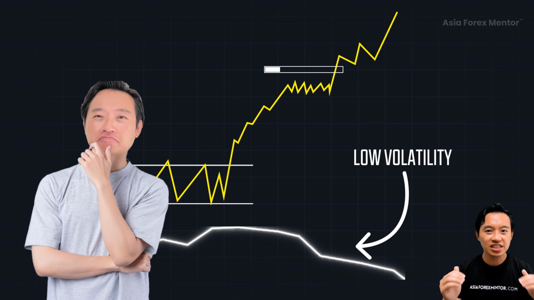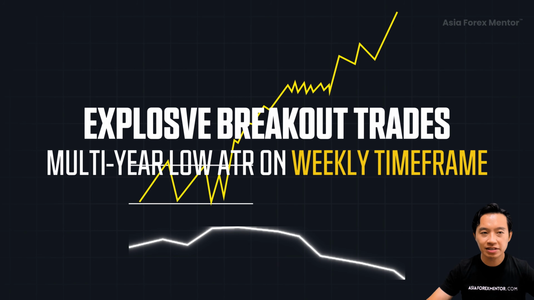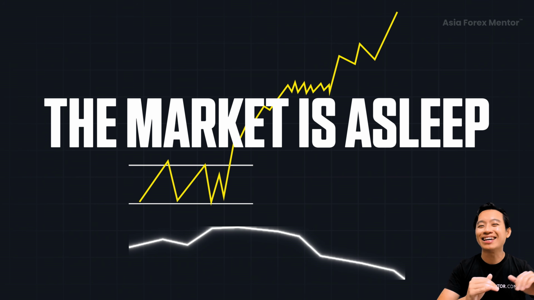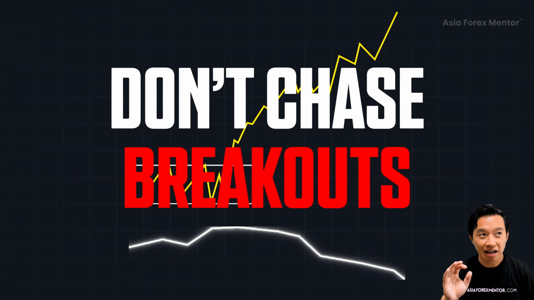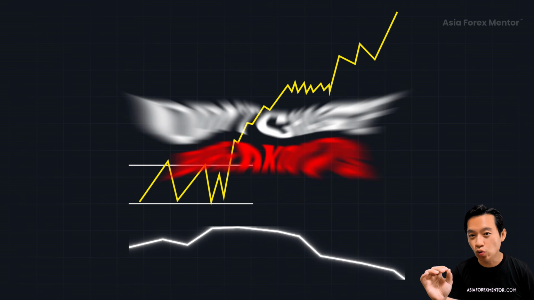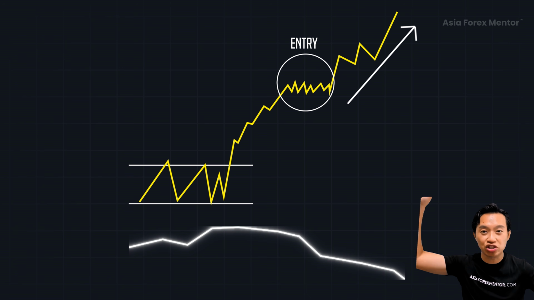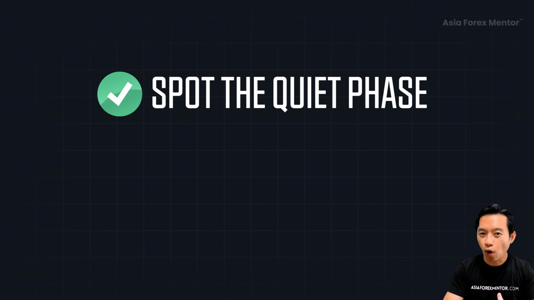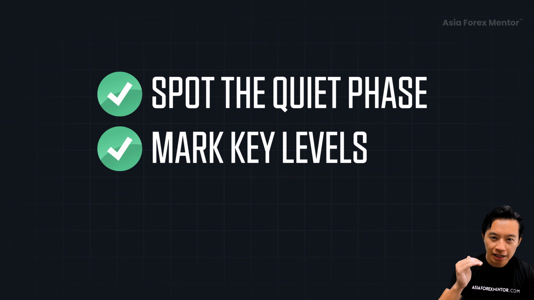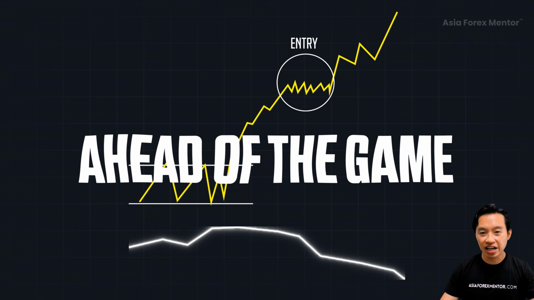The energy is loading. So when the ATR hits, for example, a multi-year low, say on the higher time frame chart, like the weekly chart, the market may look like it's asleep, but not for long. We don't want to chase the breakout like most traders out there. What we do is position ourselves before the normal traders take the trade when it runs, right? We position ourselves right before the market goes. Spot the quiet phase, mark your key levels, and be ready. That when the market wakes up, you are already ahead of the game.